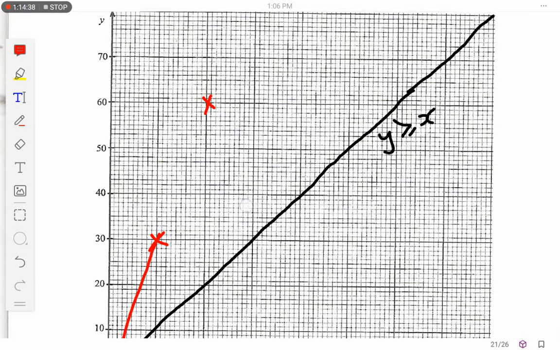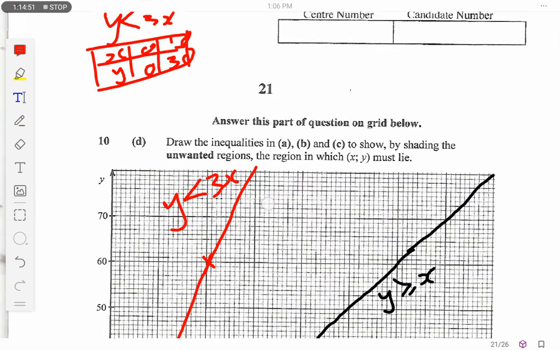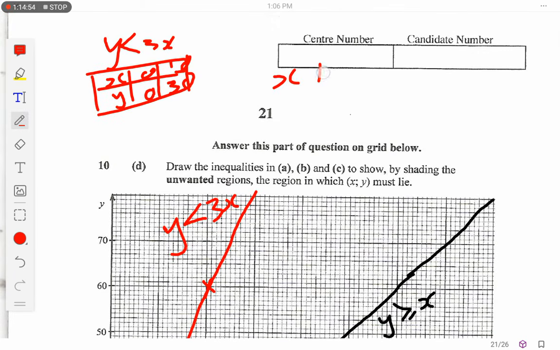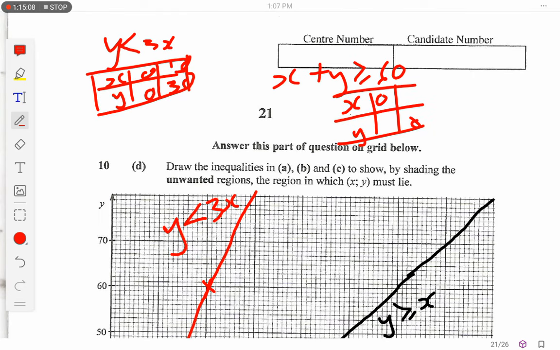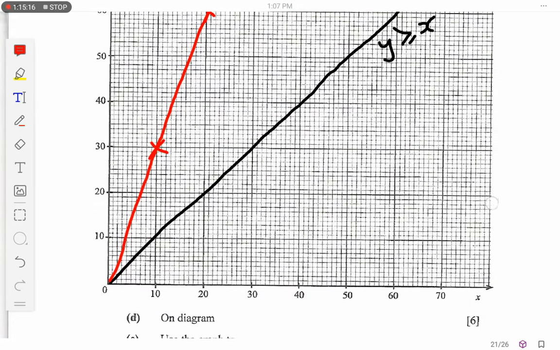It's going to be like this, going on like that. Okay, so this is y is less than 3x. Then the other one is saying x plus y is greater than or equal to 60. For this one, I can have my x is 0, y is 0, and I have my 60 here, 60 there. So when x is 0, y is 60.